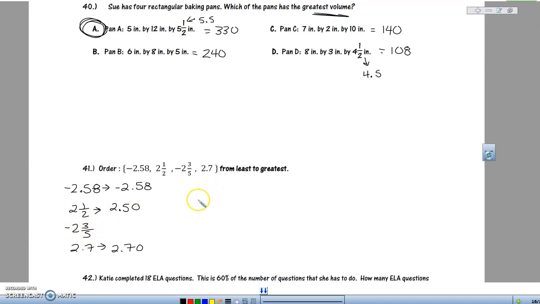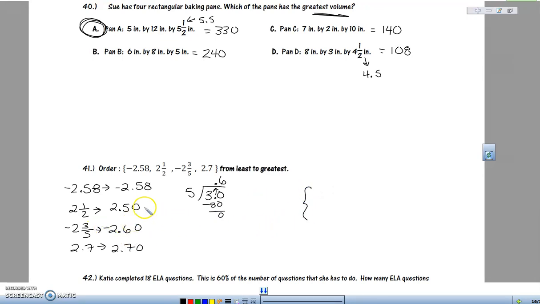2 3/5 I'm not sure, so I'm going to put the top in the box. 5 can't go into 3. It can go into 36 times. None left over, so this is -2.6, and again, add a 0.